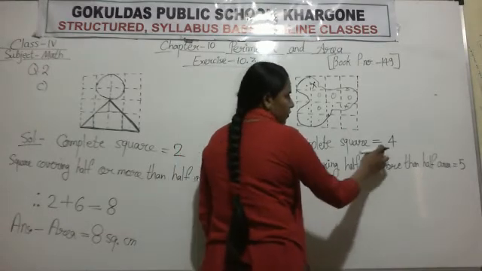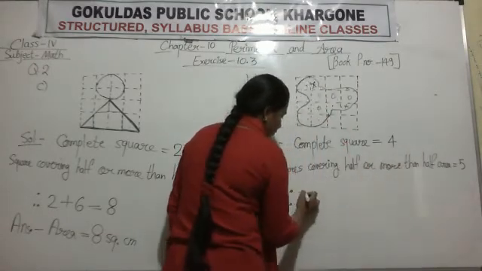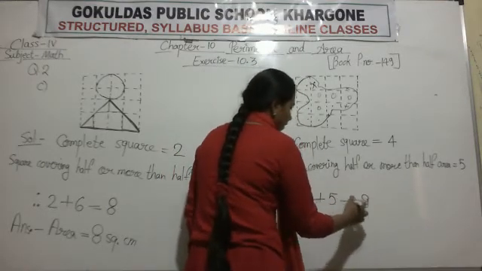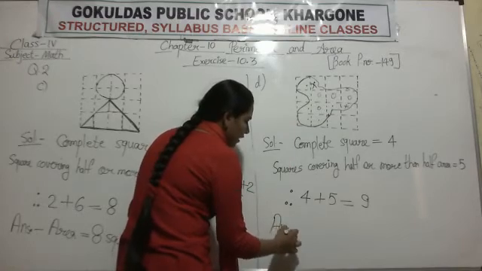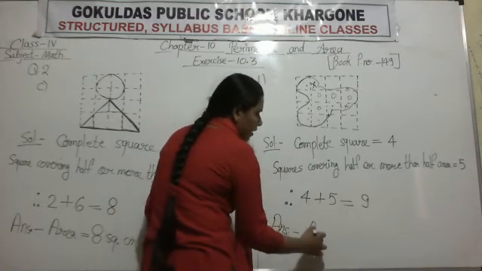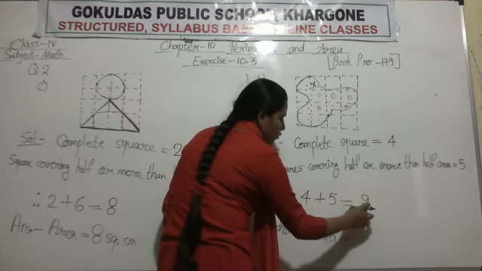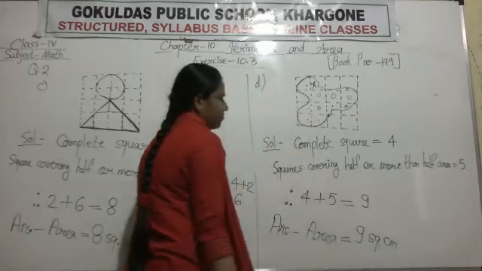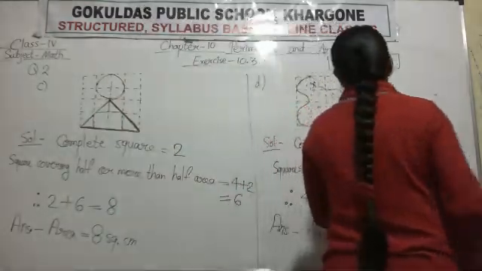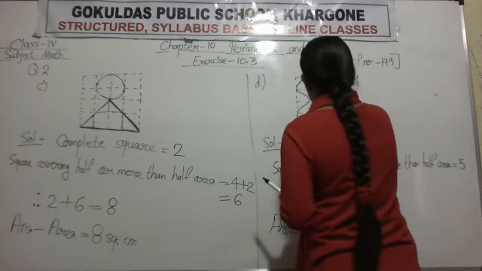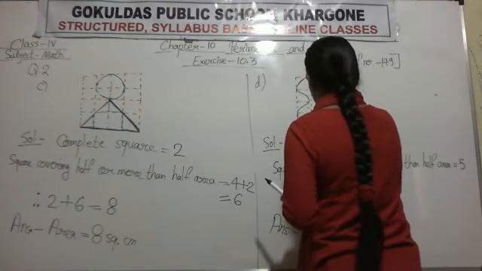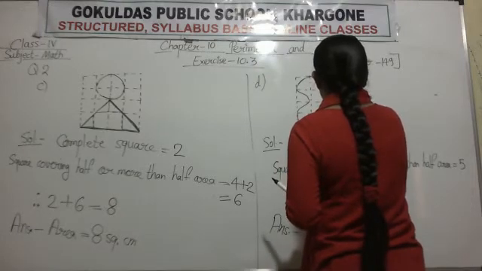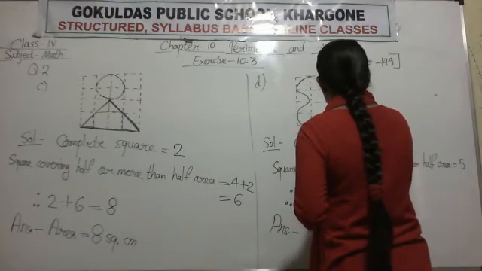Now in the next step we will add them. 4 plus 5 is 9. So our final answer is, area of this figure is equal to 9 square centimeter. So area of question number D is 9 square centimeter.